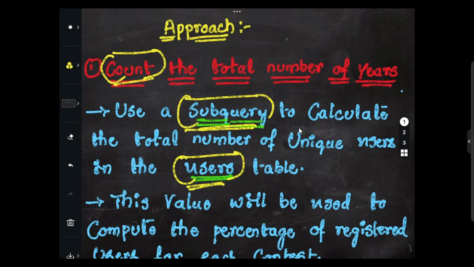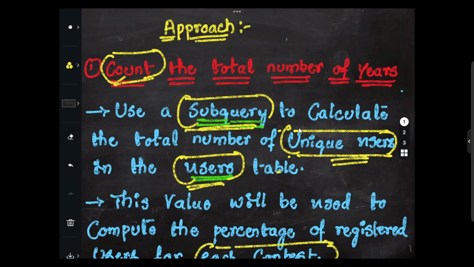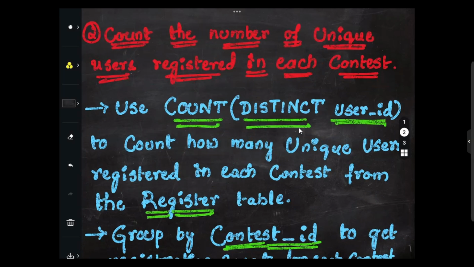Then only we can calculate the percentages as well, right? Initially we will use a subquery to calculate the total number of unique users in the users table. So this is the first step. This value will be used to compute the percentage of registered users for each contest. This is important, make sure that you remember this one. Use a subquery to calculate the total number of unique users in the users table. This is very important.